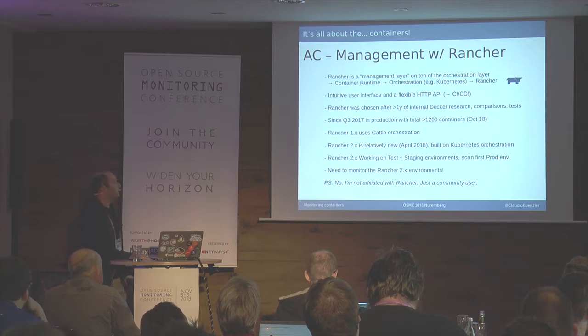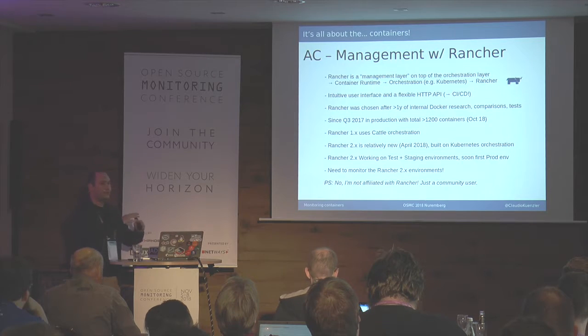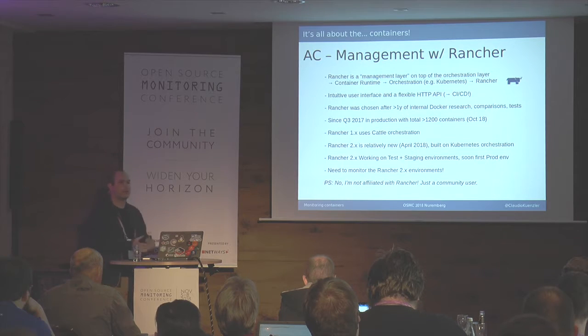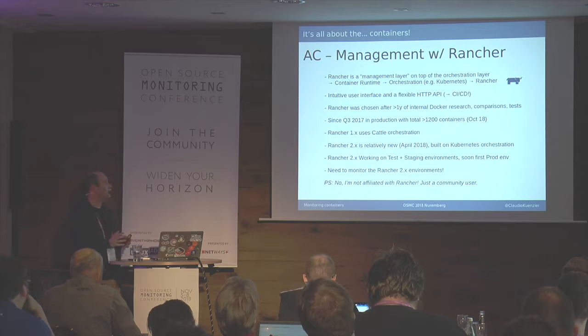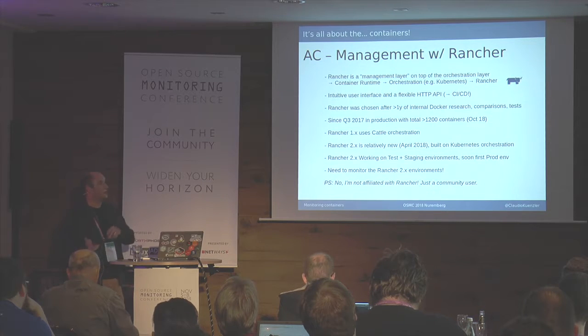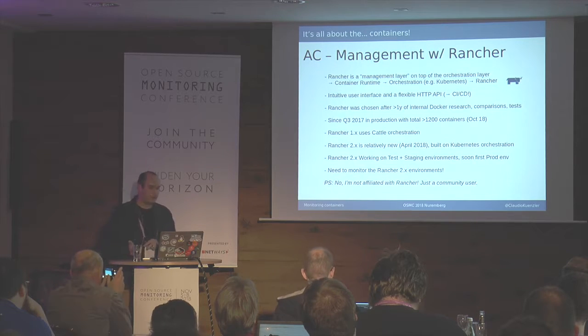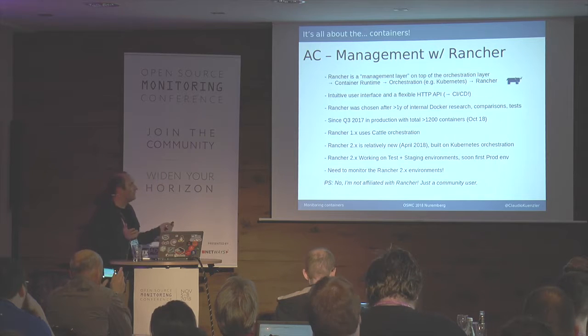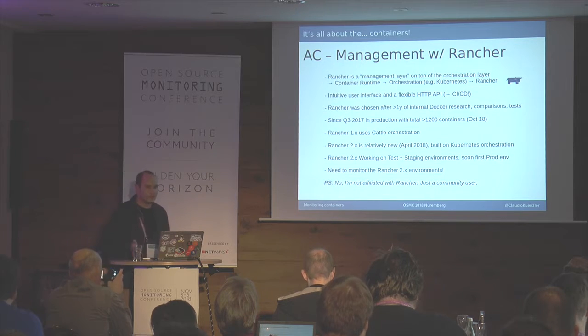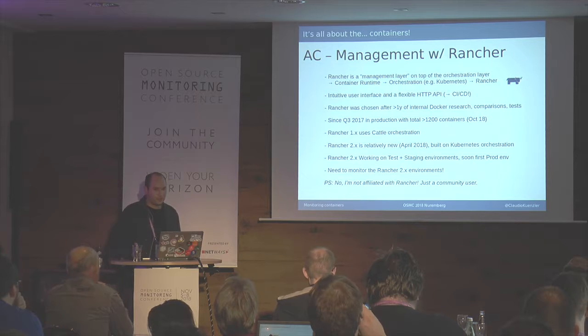So we have to think of it as application monitoring and not host monitoring anymore. Rancher is something like a management layer on top of the orchestration. So we have the containers or pods in Kubernetes. We have the container runtime, which creates pods, destroys pods, etc. And we have the orchestration layer, like Kubernetes, managing the container runtime. And on top of the Kubernetes environment, we have our Rancher environment. So Rancher is like OpenShift, another way of managing your Kubernetes orchestration.